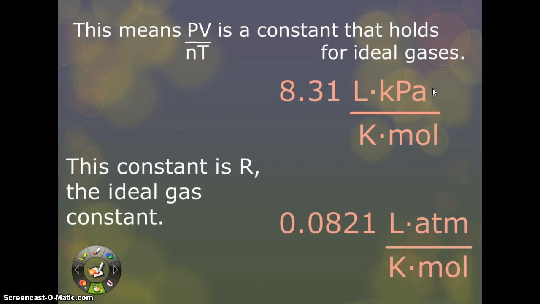The other version is 0.0821, and you'll notice it's still in liters, it's still in Kelvin, it's still in mole. The only thing that's changed is the pressure unit. So this gas constant is used if your pressure is in atmosphere, and the 8.31 gas constant is used if your pressure is in kilopascal.